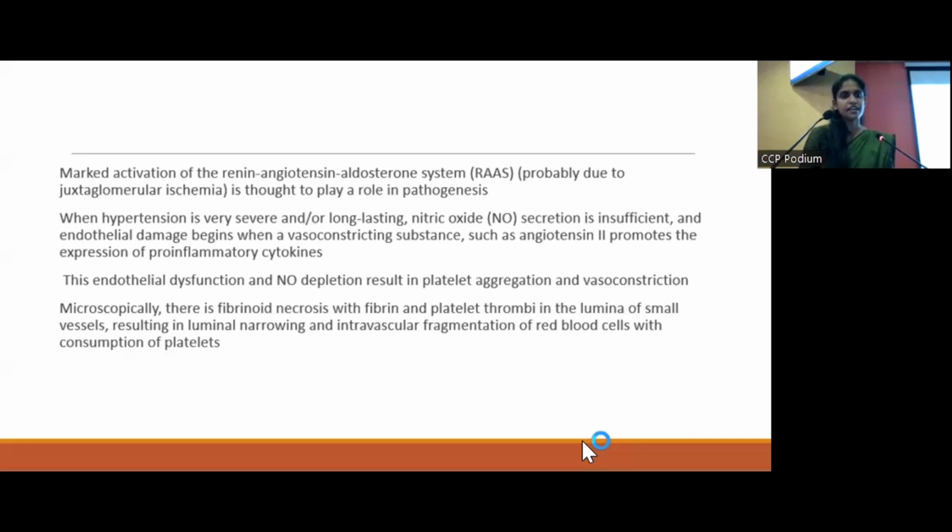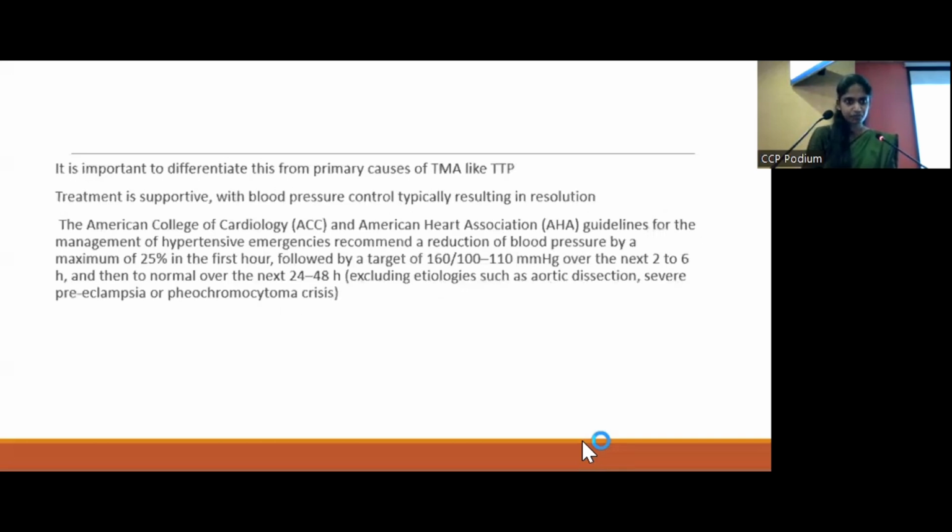In the biopsy, there will be fibrinoid necrosis with fibrin and platelet thrombi in the lumina of the vessel wall, luminal narrowing, and intravascular fragmentation of the red cells with platelet consumption. So the treatment is supportive, with blood pressure control typically resulting in resolution.